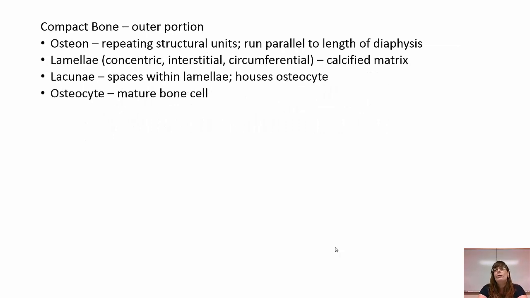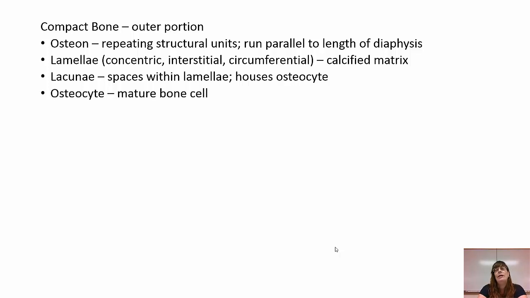Compact bone, so the outer portion, it has an osteon, which are actually repeating structural units. They run parallel to the length of the diaphysis, and these osteons are what give bone its structure and appearance under a microscope. So when you looked at the tissue picture of compact bone, the osteons were those circles that you saw repeating. The lamellae, you have concentric, interstitial, and circumferential.